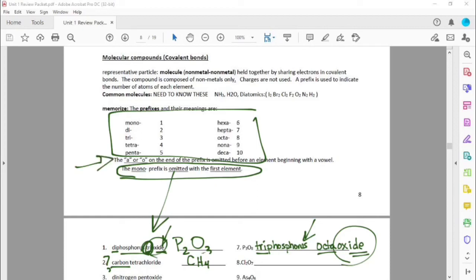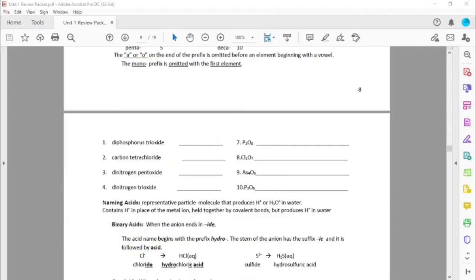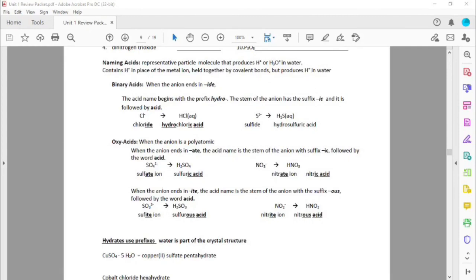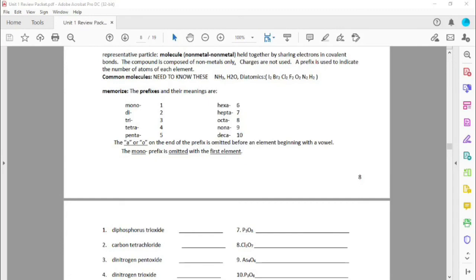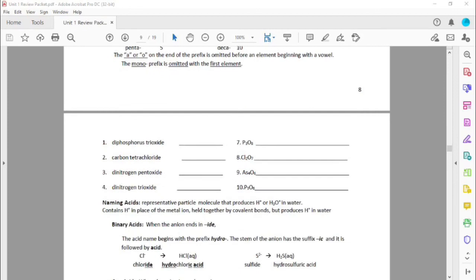There is this note about dropping the A or the O. You can do that. You will definitely see things written like that. The AP exam proctors are not going to take off a point if you don't do that, or if you do that a little bit too much. It'd be better to just write the entire prefix and the entire element's root name instead of leaving off too much.